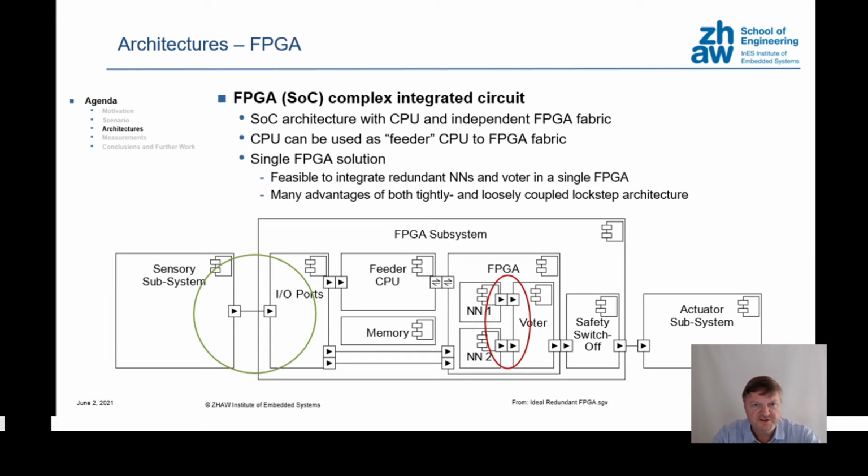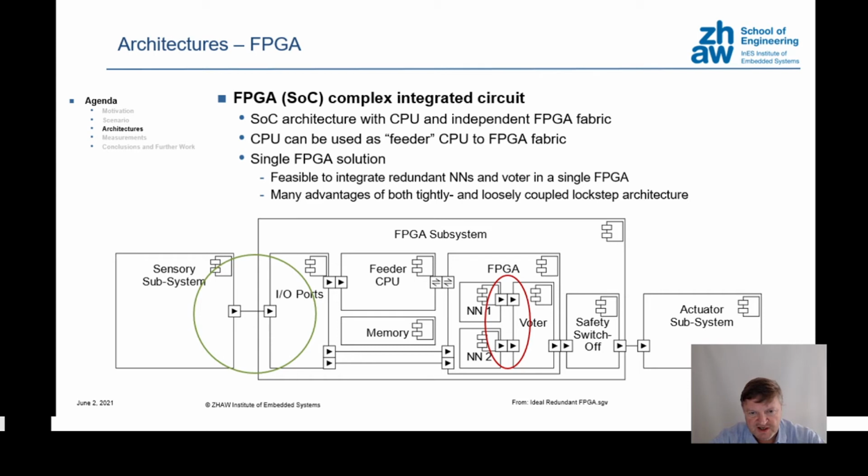In an FPGA, there's also complex integrated circuits. We tend to work with system-on-chip architectures which include a CPU and an independent FPGA fabric. The CPU can be used as a feeder CPU for the FPGA fabric, certainly in the boot-up stages and partially in normal operation. However, with a single FPGA, given the fabric is large enough, we can implement two neural networks within that fabric. We can also implement a checker or a voter in that fabric, and so we have the potential to operate much more synchronously than we would if we were applying two separate subsystems.